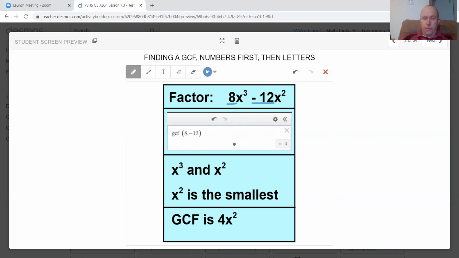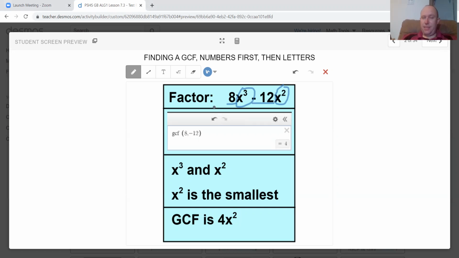Now, to find the greatest common factor with variables, what we look for is the one that has the smaller variable. So even though it's called the greatest, we actually look for the least. So here the exponent's 3, here the exponent's 2. So clearly 2 is the smaller of the two. And then you put your two answers together, 4 and x squared. And that would be our greatest common factor.